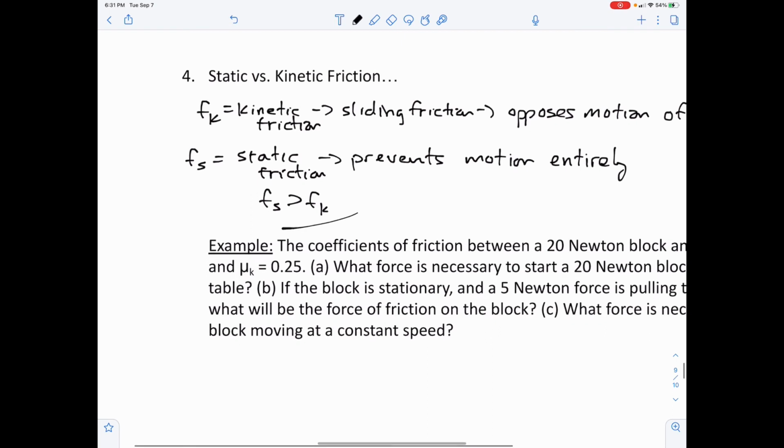Now, static friction is always going to be greater than kinetic friction, and that's because if you think about it, it's much harder to start pushing an object on a rough surface and get it moving. It's harder to get it moving than it is to keep it moving.